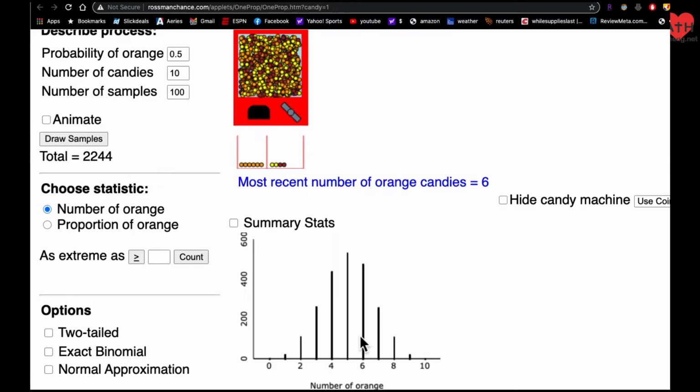So the simulations can help us, and the more samples I take, you can see that most of the time I'm getting 5 pieces of candy. That's what we expect. It's very rare to get something like 9 or 10 orange pieces of candy, or 0 or 1.